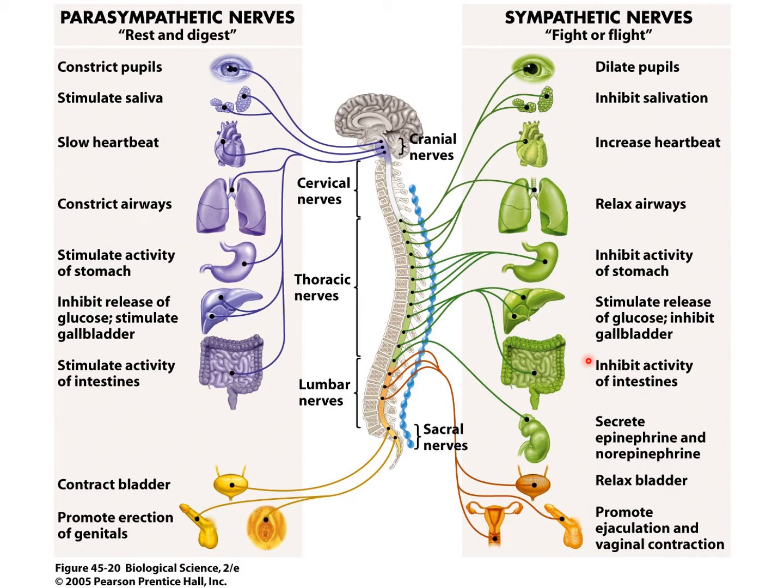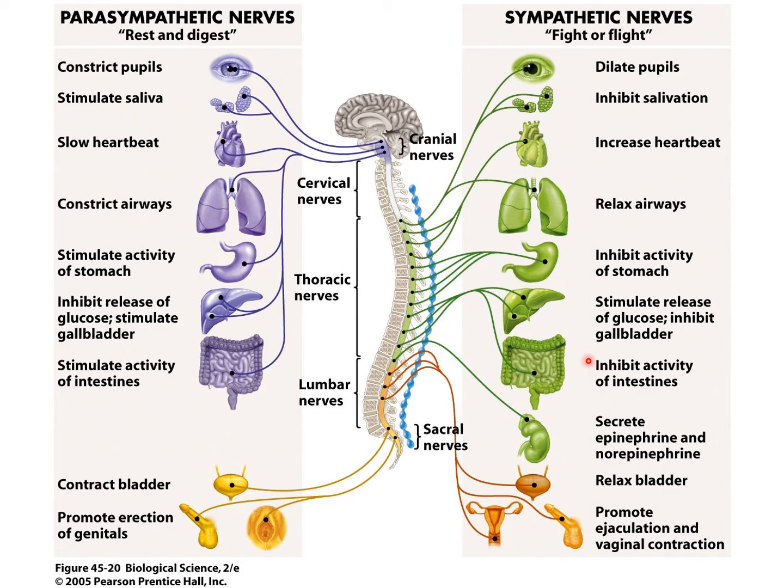The sympathetic nervous system, fight or flight: we dilate the pupils, we need to be able to see better, inhibit salivation, increase the heartbeat. When you're nervous, you say, I have such a fast heart rate, I'm breathing so fast, we increase our respiratory rate. And you also say, my mouth is so dry, because the sympathetic nervous system inhibits your salivation.